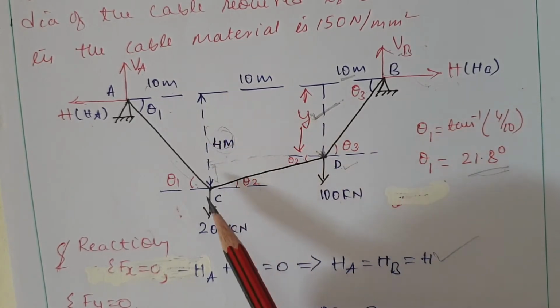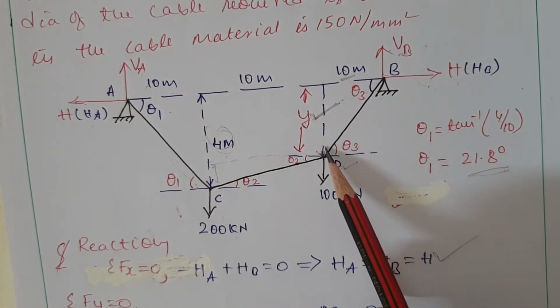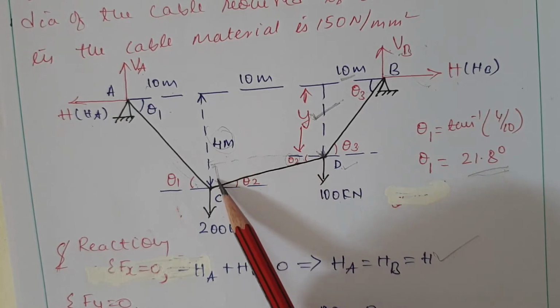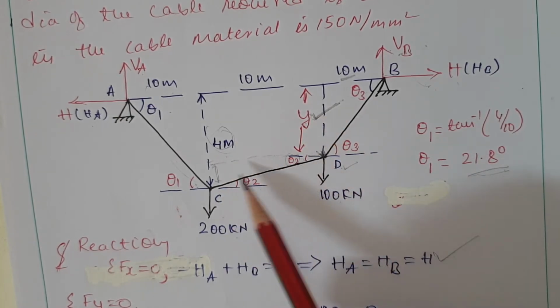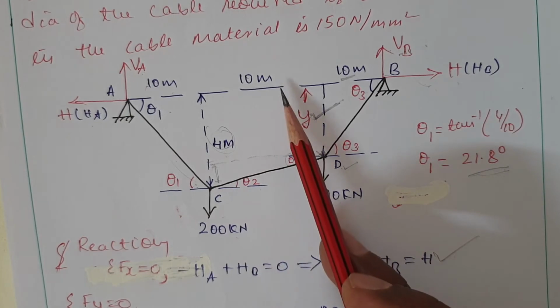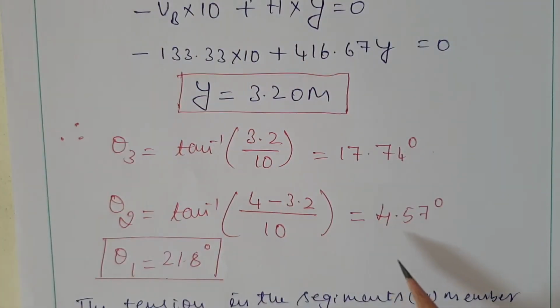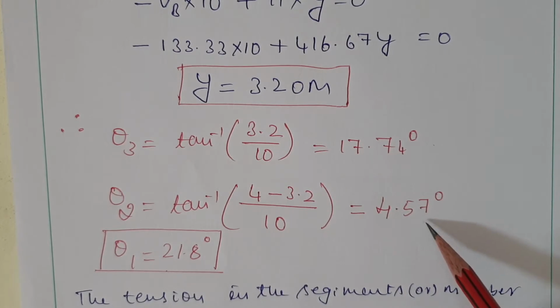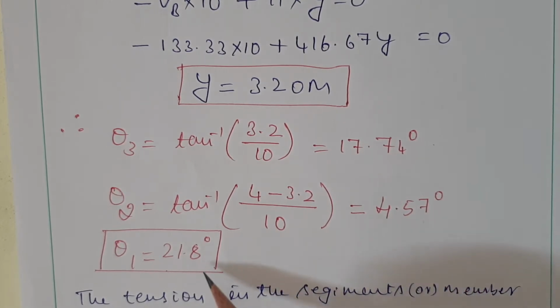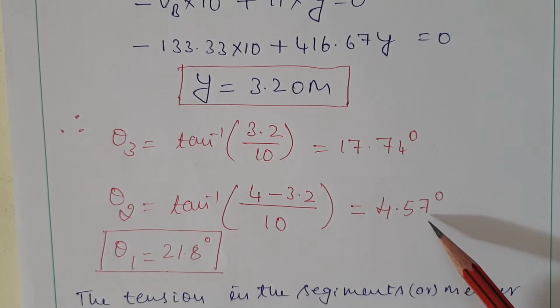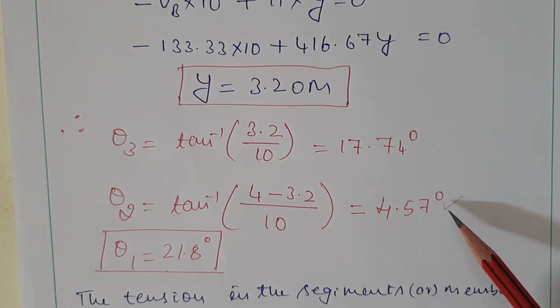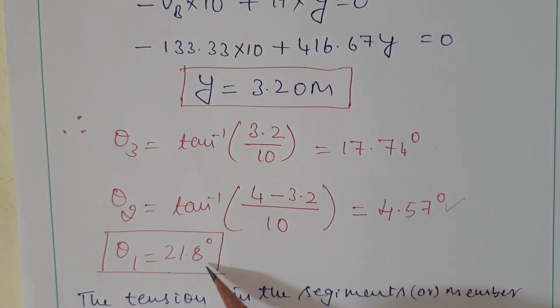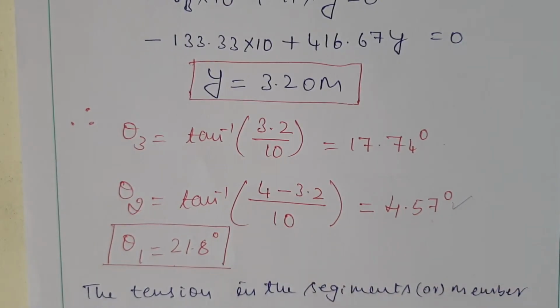Similarly, in order to find out theta 2, we know the total vertical distance is 4 meter, and we know one part is y. So this vertical distance is 4 minus y. So the opposite side is 4 minus y and the adjacent side is 10 meter. Then this theta 2 value will be the inverse tan of that, 4.57 degrees, that we will get for theta 2. Theta 1 we already know as 21.8 degrees.